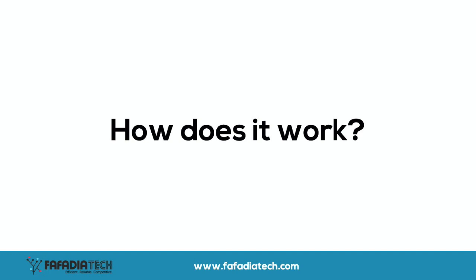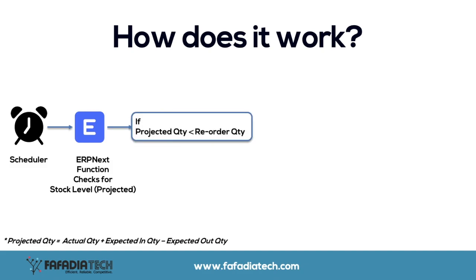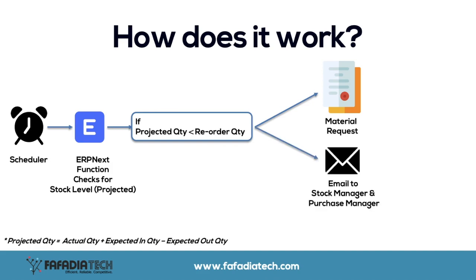Now let us see how the system actually works. At midnight, the scheduler will trigger a function or a code that will check the quantity of items at defined warehouse locations. If the projected quantity is less than the defined reorder quantity, the system will trigger two things. First, it will generate a material request as per the configurations. Second, it will send an email to the purchase manager and stock manager that a material request has been generated by auto reordering system. These material requests can then be converted into respective documents like purchase order, request for quotation, or stock entry in case of material transfers.